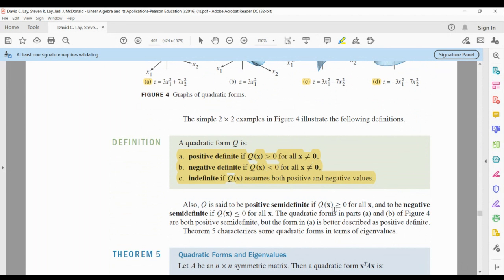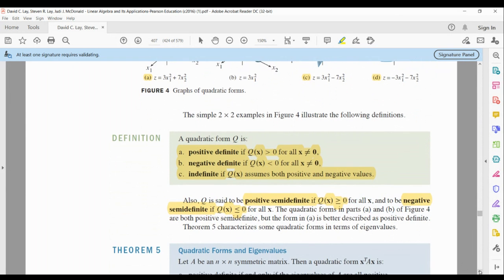Now sometimes you'll have an eigenvalue that is equal to 0. If you had an eigenvalue of 0 and all the other eigenvalues are positive, we would call the quadratic form positive semi-definite. And if you had an eigenvalue of 0 and the rest are negative, you'd have negative semi-definite.